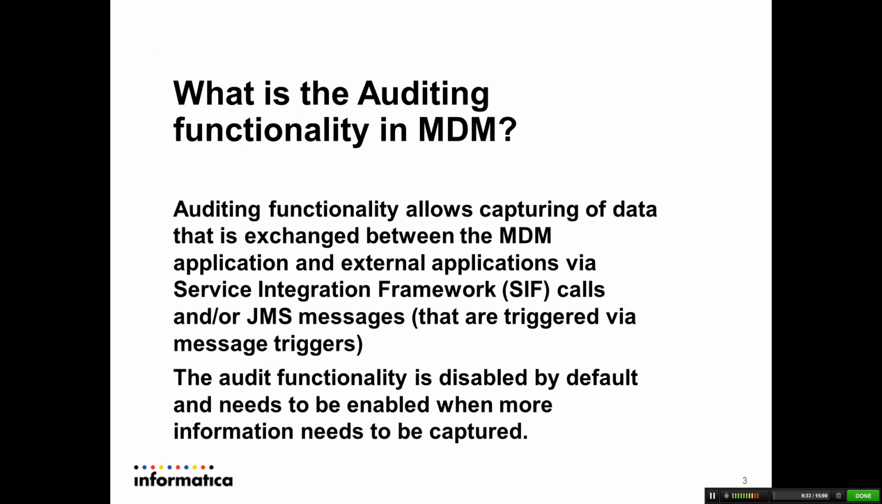The two main integration points with MDM are the Services Integration Framework, which is an API-based framework to do various things within MDM, invoked via APIs. And then there are JMS messages, which are generated for various events that happen within MDM. For both of these integration points, if we need to capture the data being exchanged between the external system and MDM, we use the auditing functionality. So auditing allows us to capture data being exchanged between MDM and the external system. By default, auditing is not enabled.